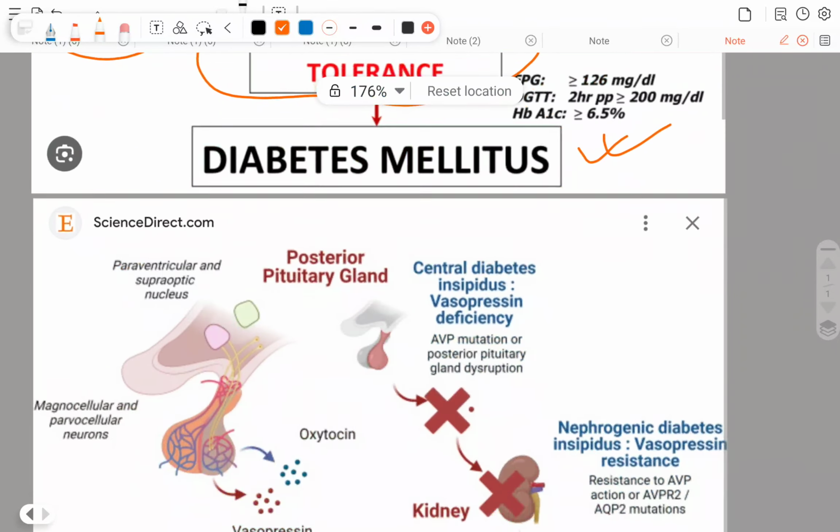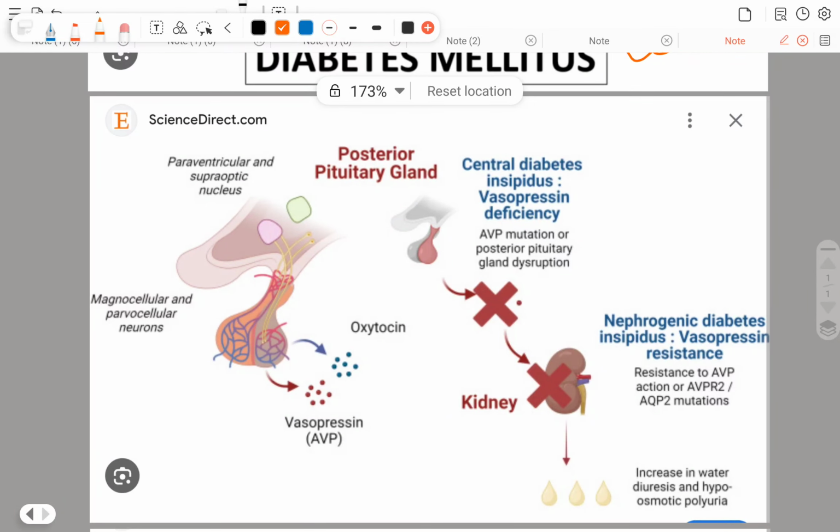Okay, our next topic is diabetes insipidus. Diabetes insipidus has two types. The first one is neurogenic and the second one is nephrogenic. In today's lesson we will talk about both of them. First of all, I should provide necessary information about the normal physiology of the vasopressin hormone.